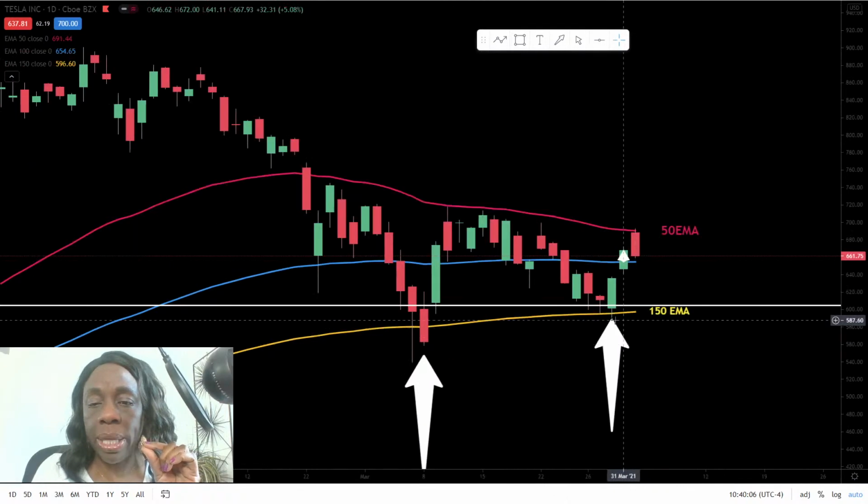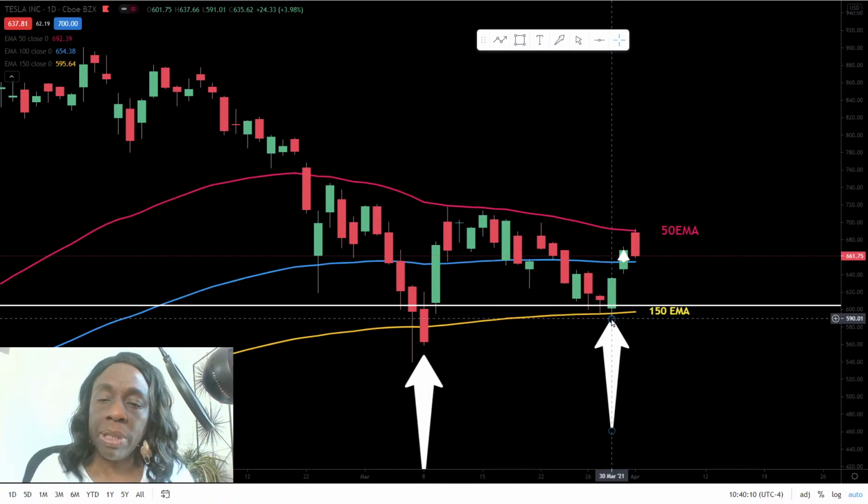You can see by this wick, it came all the way down. Price action tried to keep on falling below the 150, but the 150 is such a strong support level, meaning that there are lots of buyers and sellers at it, lots of buying and selling algorithms. The bots are buying at that 150 EMA level, and they're programmed to buy. So the sellers are trying to sell, but the buyers outnumber the sellers, and so price ends up moving up.